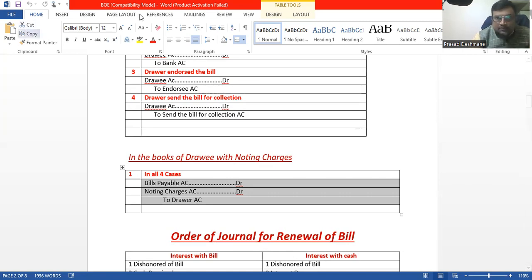So we'll check the sum in the book. So this is question number 10, dishonor of the bill. 17th February 23, X sold goods to Y for 80,000 plus CGST and SGST at 6% each and drew a 2 months bill.